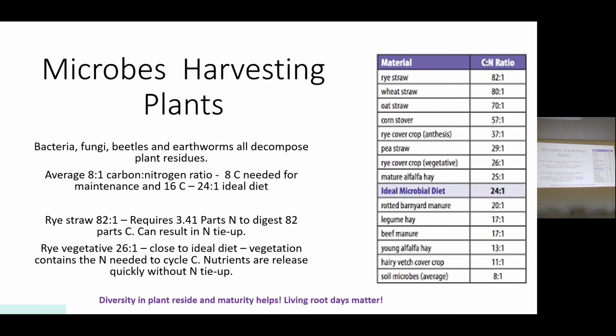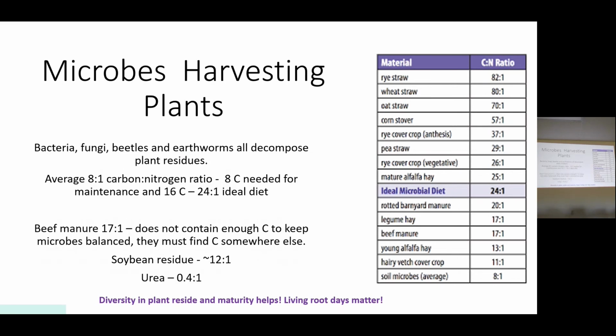So again, if we took rye up here, which some people take rye and they'll either put hairy vetch or a pea or some other legume in there, you can actually bring the total carbon to nitrogen ratio of that mix down. So again, diversity is important.